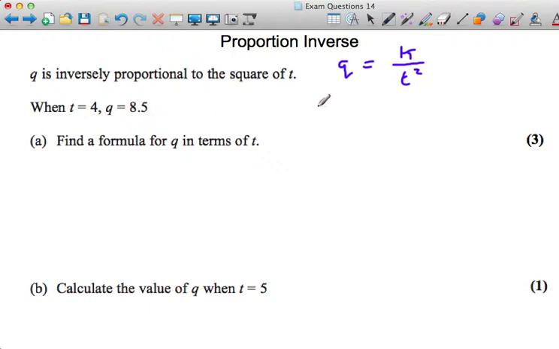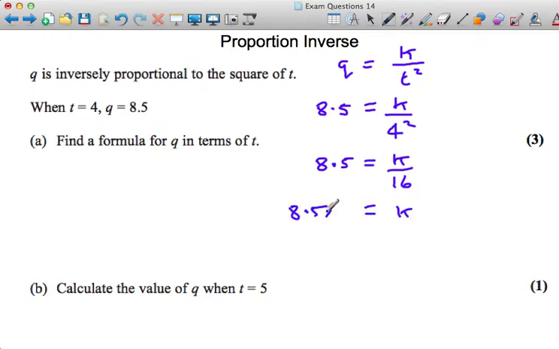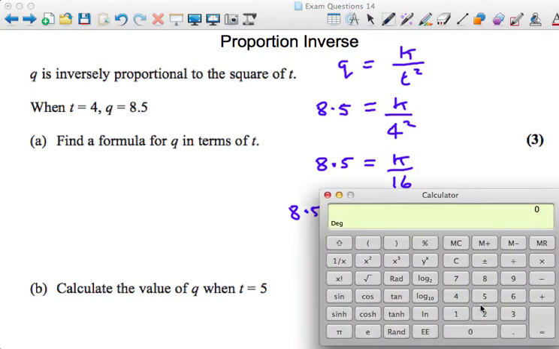If we substitute these values in, 8.5 for Q is equal to K over, substitute the 4 for t, so that's 4 squared. So we have 8.5 is equal to K over 16, 4 squared, which means that K is 8.5 multiplied by 16. Let's use a calculator. 8.5 multiplied by 16 is 136.